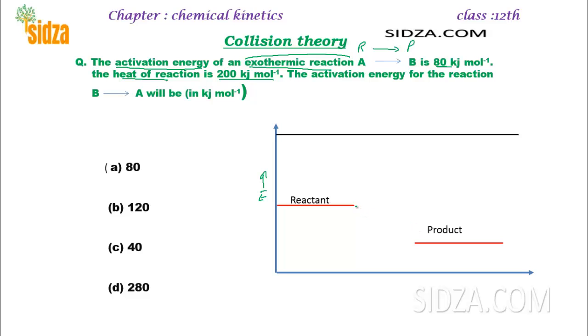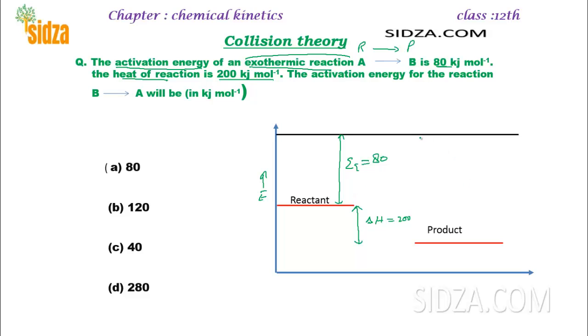And in this reaction, what is the enthalpy? What is the heat of a reaction? You can see this is the heat of reaction, which is about 200 kilojoules. Since it's exothermic, this is the amount of energy which is released. The activation energy for the same reaction is what? 80 kilojoules, right? So the activation energy Ea here for the reaction is 80 kilojoules.